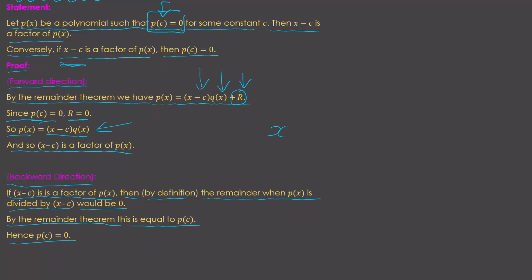Remember, when you divide by some x minus a, for example, a linear factor, we know that the remainder is equal to p of a, and that's all we're saying here. We know that the remainder is equal to p of c, and the remainder is 0.